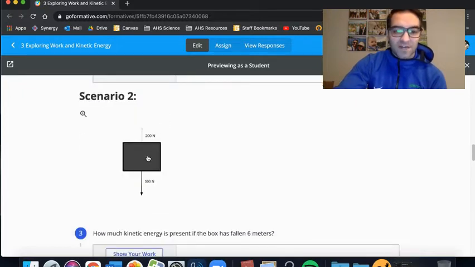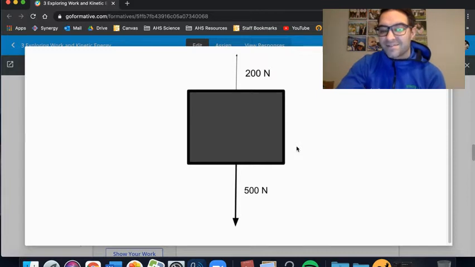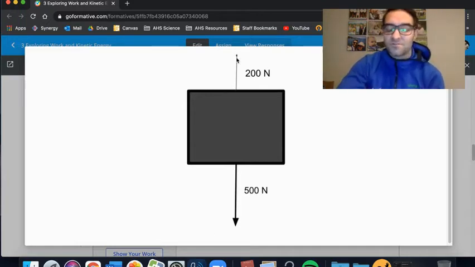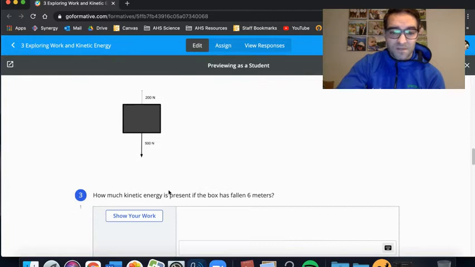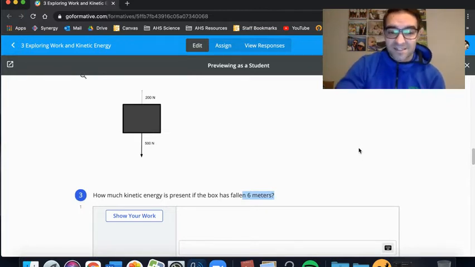Scenario two, we now have a box. Okay, 500 newtons down, 200 newtons up. Again, that means it's falling. If you have a net force in the downward direction, that means it's falling. And 200 newtons could be something like air resistance, kind of pushing back up on it. But it's important to know that it's not balanced. So you find the net force, and then you can say how much kinetic energy is present if it has fallen 6 meters.